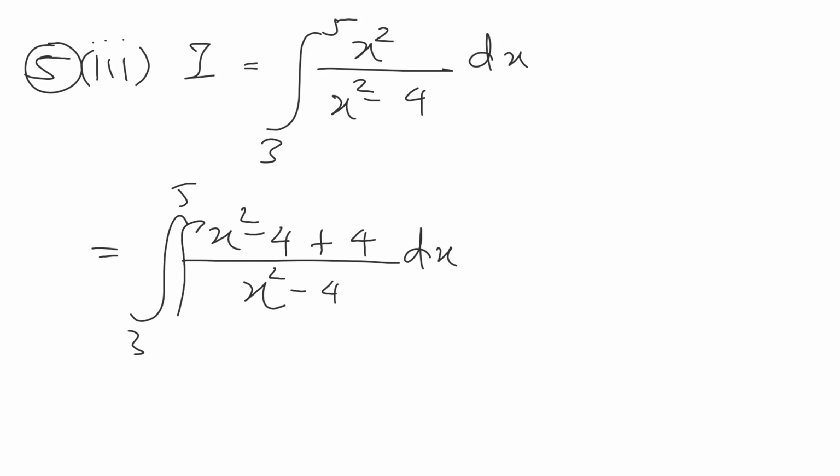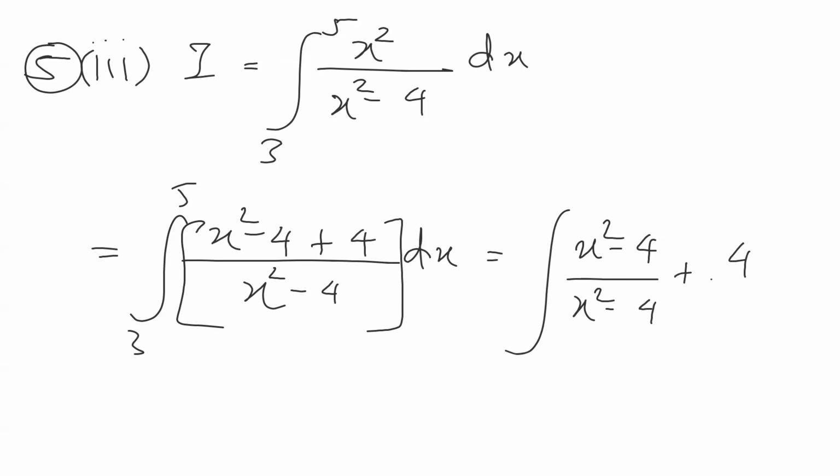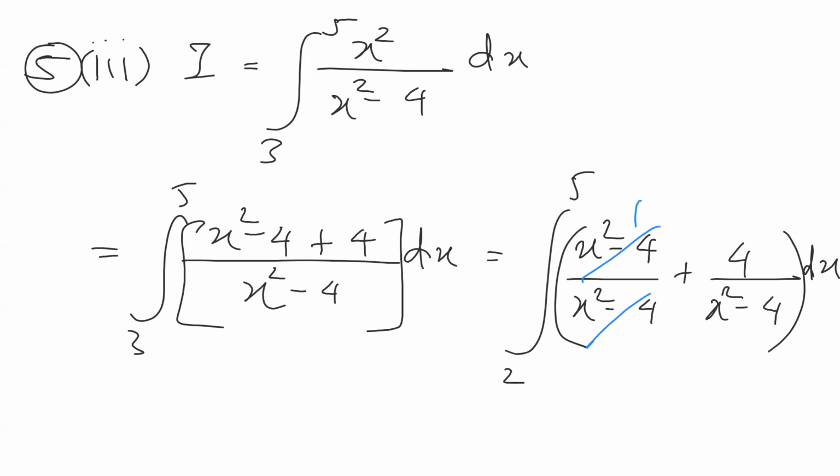After this, we are going to split x square minus 4 upon x square minus 4 plus 4 upon x square minus 4 dx, 3 and 5. There will be the cancellation of the first term. It will give me 1. Oh, sorry, the limits are 3 and 5. Correct.